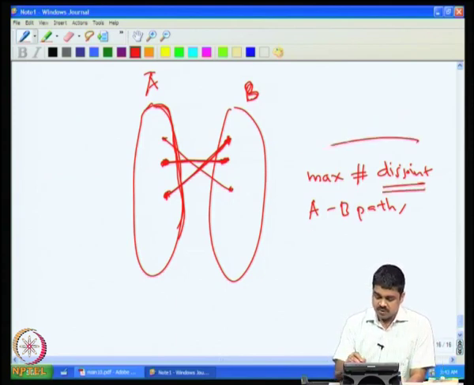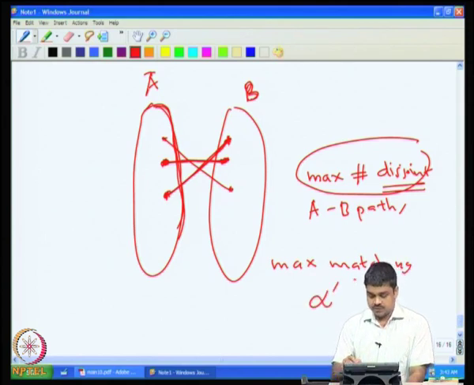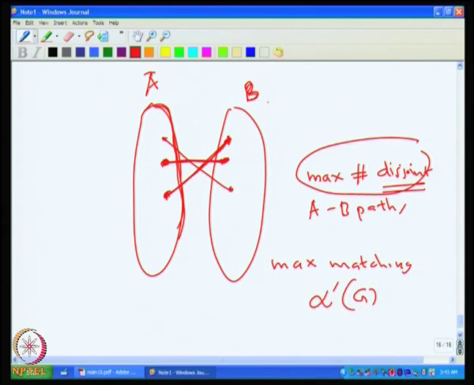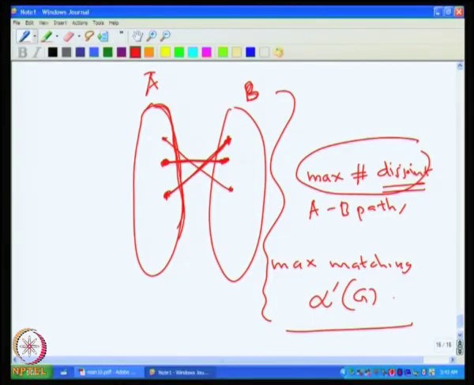In fact, the maximum number is essentially the maximum matching, which we can say is alpha dash of G. So this may come out as an interesting observation: the maximum cardinality of disjoint AB paths in any bipartite graph, when I take A to be one side and B the other side, is indeed the maximum matching.